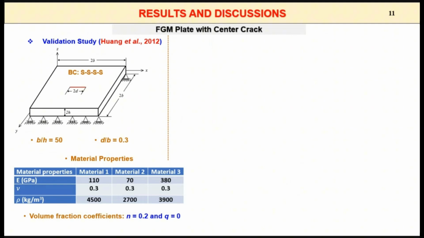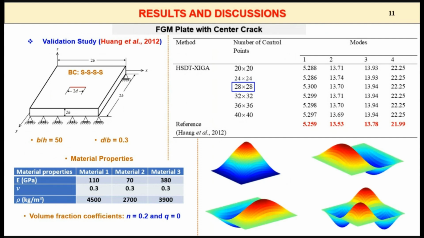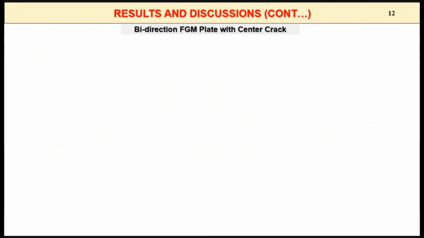The result is validated by the paper of Huang et al. in 2012. And I have taken these material properties. As I said earlier, N is equal to 0.2 and Q is equal to 0. There is no result available for the bidirectional case, so I validated my code by taking Q equal to 0 over different mesh sizes or control points. And I came to know I can take 28 cross 28 nodes where the result is converged. And these are the different mode shapes I am getting.